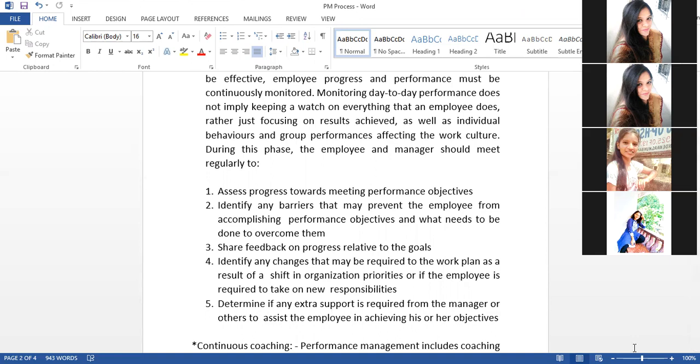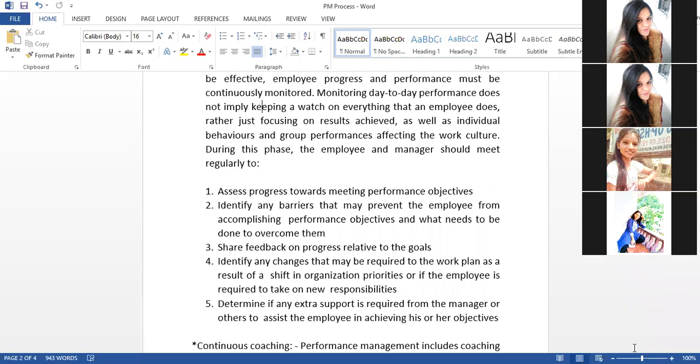Okay, I think together they can do the assessment of whether they are actually meeting the performance objectives or not. Then second one: identify any barriers that may prevent the employee from accomplishing performance objectives and what needs to be done to overcome them. I think I already told you in the beginning that at this monitoring stage, you're not just supervising, you're also trying to identify what are the hurdles and what are the barriers.